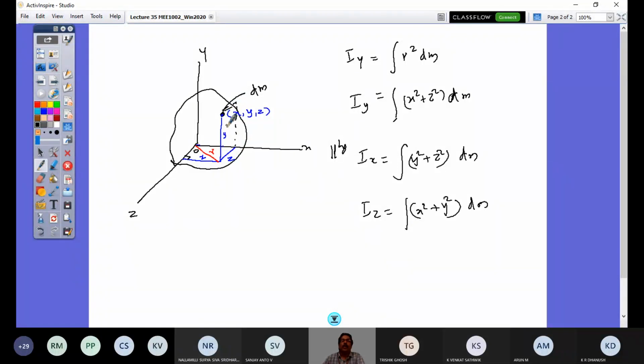Now about the x-axis, this becomes r. This is the perpendicular distance, so this is the perpendicular distance of dm. Here I have a rectangle where y squared plus z squared comes in for this. Similarly, to get about the z-axis, I have to finish this box construction. Now look at this distance: the perpendicular distance r, which is given by x and y. That is how this comes.